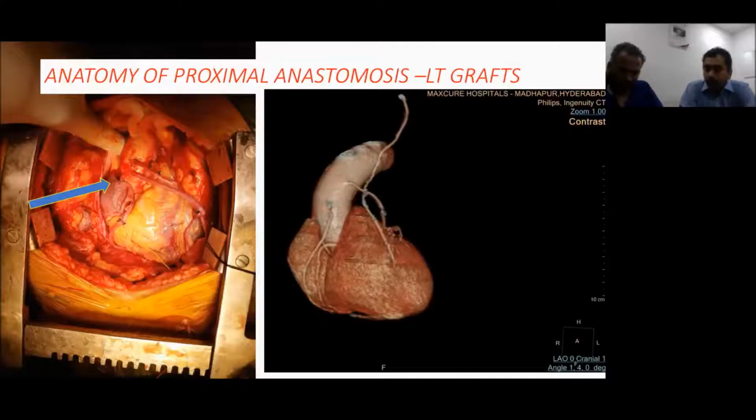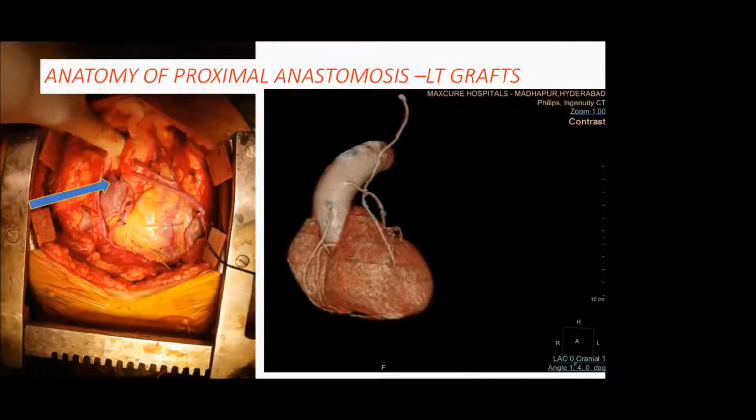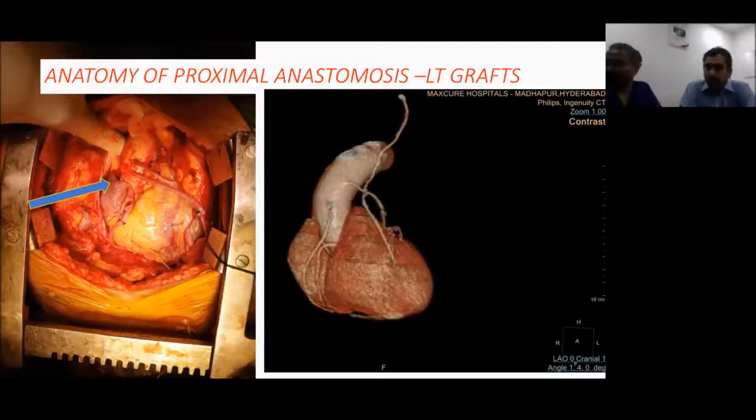And how our assistants harvest the vein is also very important, because they stretch the vein a lot, inject saline and make the vein stretch a lot. Then that can damage the endothelium of the vein, and that can also trigger off a clotting mechanism.